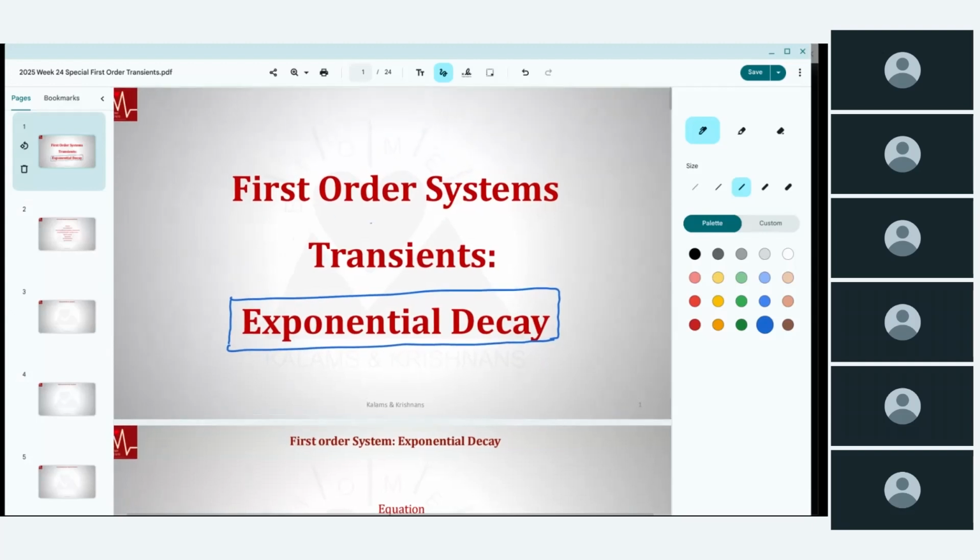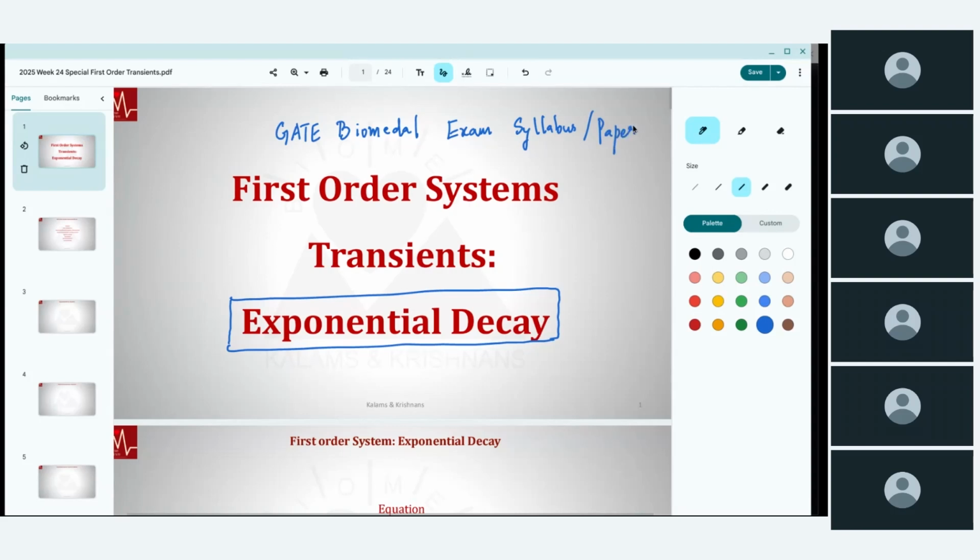So we are going to discuss first order system transients, specifically exponential decay. Okay, and this is pertaining to the GATE biomedical paper. So let me explicitly write that. We are going to look at this from a GATE biomedical exam syllabus or paper point of view.